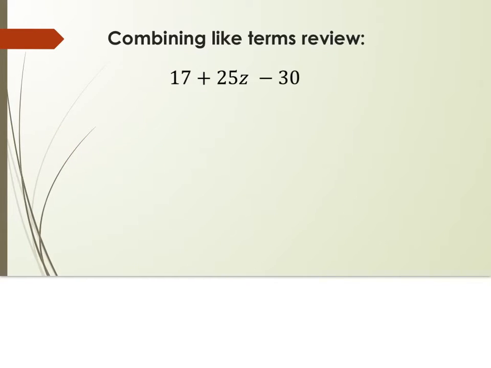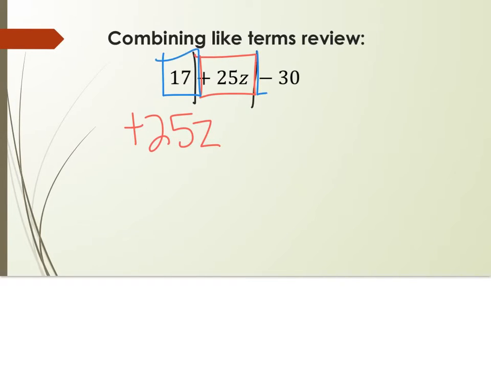In 17 plus 25z minus 30, you have a 17, a positive 25z, and a negative 30. You can't combine the positive 25z with anything else because there are no other z's, but you can combine the positive 17 and the negative 30.